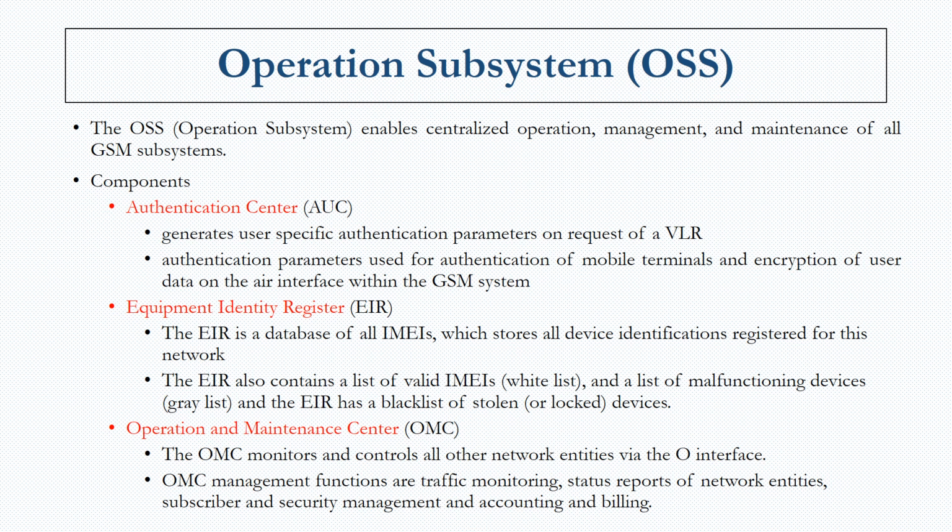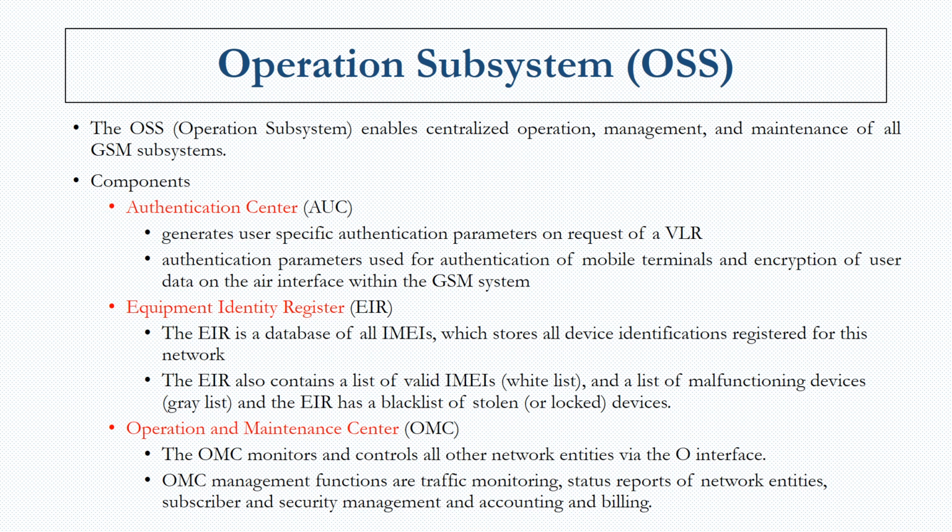Coming to the next subsystem, the OSS. The OSS, as the name indicates, controls, monitors and supervises all the operations. It enables centralized operation, management and maintenance of all the GSM subsystems. The important components are three. Number 1, the Authentication Center or the AUC. Number 2, the Equipment Identity Register called the EIR. And number 3, the Operation and Maintenance Center called the OMC.